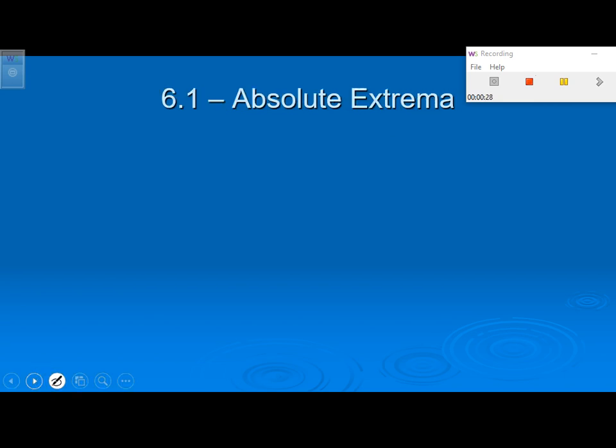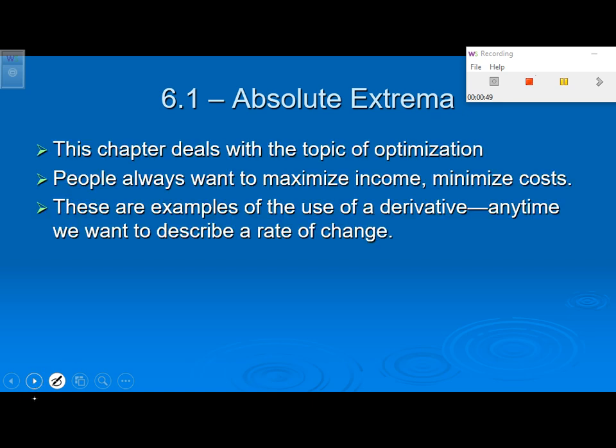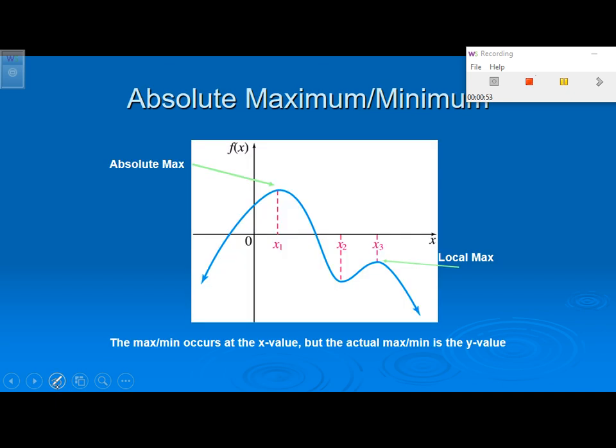Now, section 6-1 deals with the topic of optimization. We've been touching on this, it seems like, all year now. We're just going to turn it into a chapter today. People always want to maximize income and minimize costs. These are examples of the use of a derivative anytime we want to describe a rate of change. What I'm going to do with you today is talk about absolute maximums and minimums.